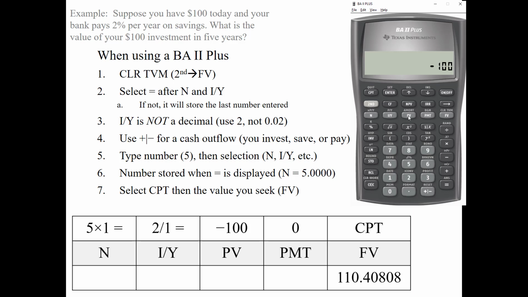And then we store it by hitting PV. For these single or lump sum payments, our PMT is not used, so we could simply type in 0 and then hit our PMT. And in order to calculate our future value, we need to hit CPT or compute, which is on the very top left, CPT, FV. And what we see is that we have a future value of $110 and about 41 cents.